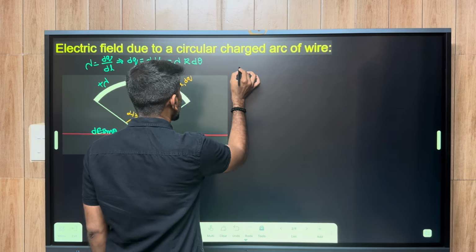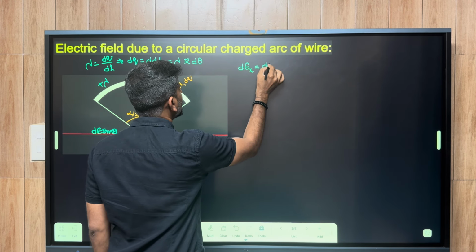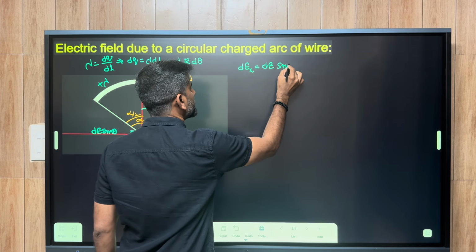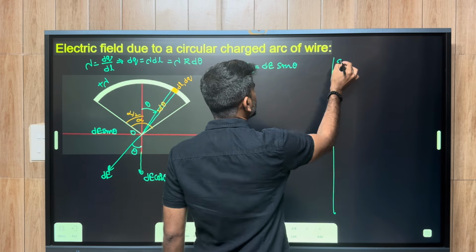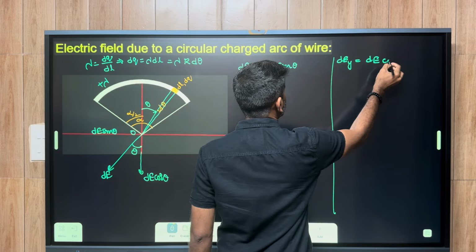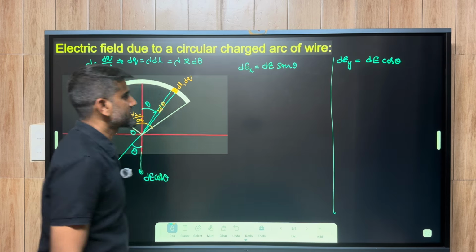Okay. Now dEx is equal to dE sin theta this time, right? And dEy is equal to dE cos theta this time, dE cos theta along the y-axis.